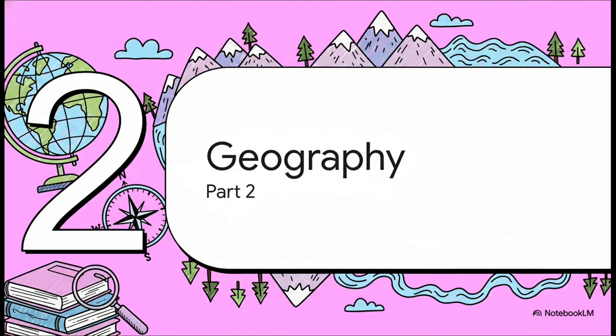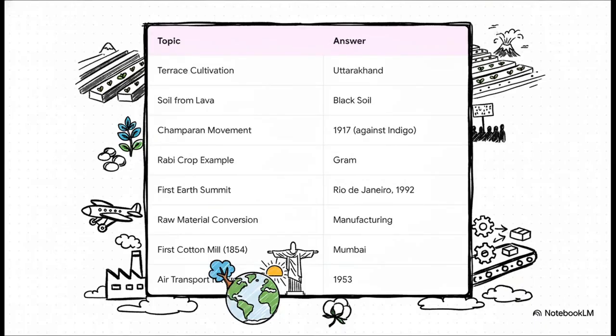All right, political science is done. Let's switch gears and jump into part 2, geography. And just like before, we'll start with a quick run-through of the objective questions. Okay, geography facts, let's go.